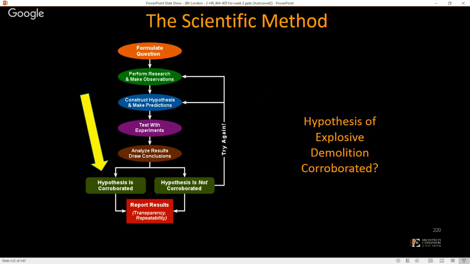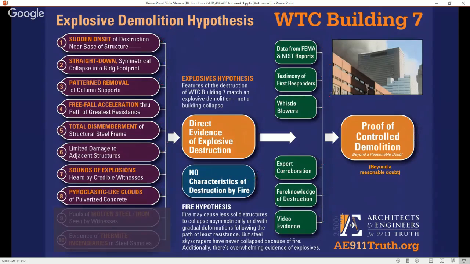explosive destruction, particularly with the 8 key characteristic features of controlled demolition, which we've looked at today. And next week, we'll be looking at more. But even so far, this is direct evidence of explosive destruction, and fire can't be responsible for any of these, we believe. With additional corroborative circumstantial evidence in the green column here, we believe this is proof of controlled demolition beyond a reasonable doubt.